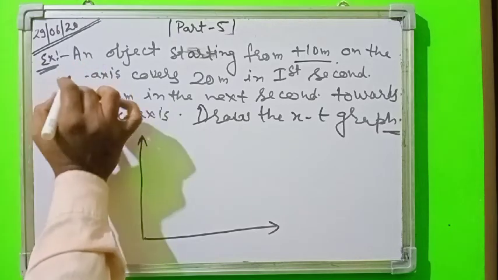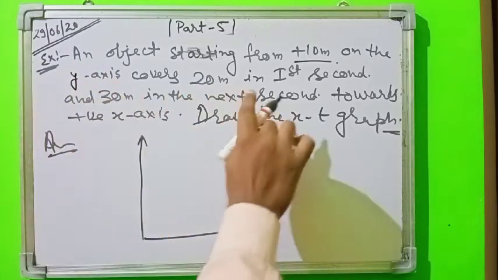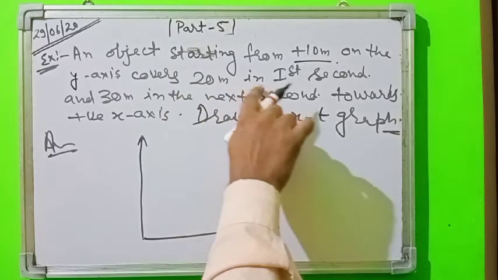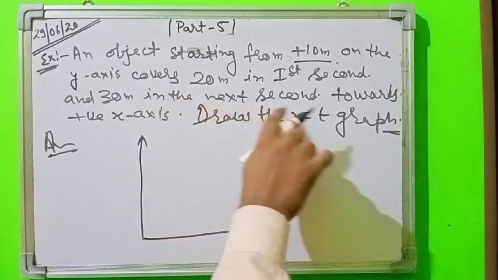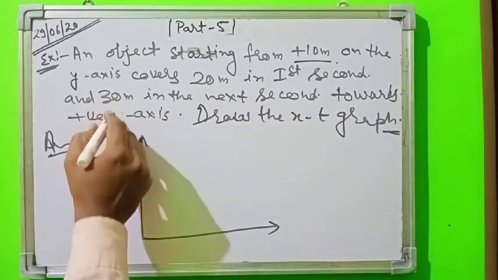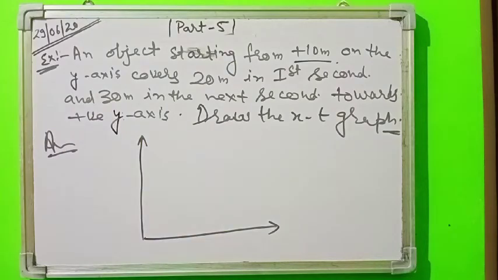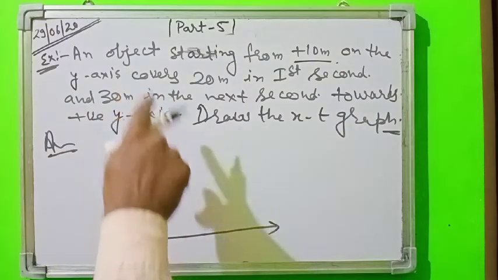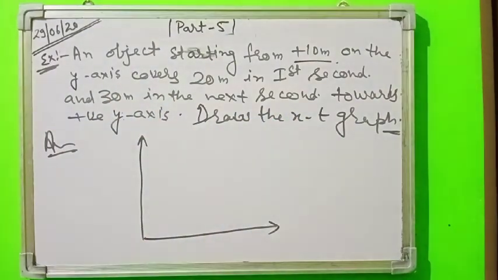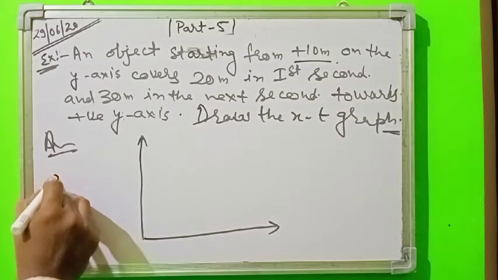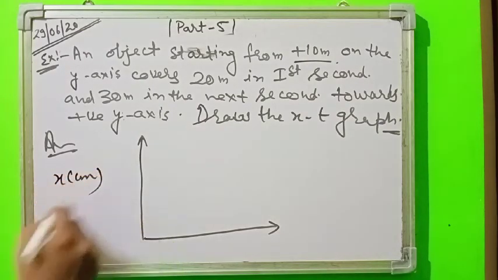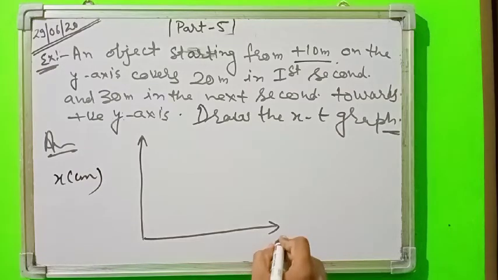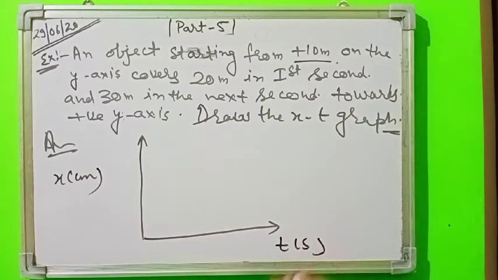Mark it at y-axis. It covers 20 meters in the first second and 30 meters in the next towards the positive y-axis. And then draw the x-t graph. So here x is in centimeter and time in second.